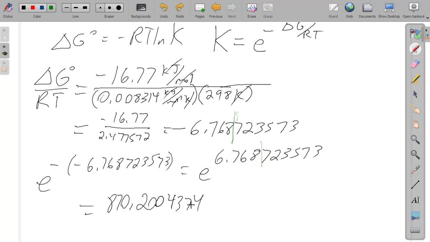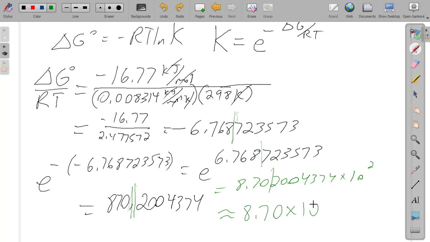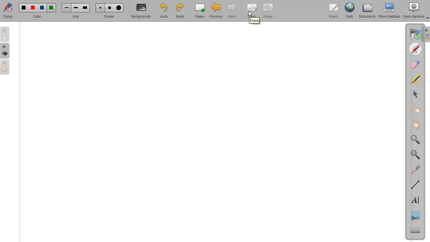So when we solve this, now we can't just say 870, because if you cut it there, that 0 is not significant. So what you're going to have to do is put it in scientific notation. So that's going to be 8.702004374 times 10 to the 2. And now you can cut it there, and that 2 doesn't affect the 0. So your final answer is 8.70 times 10 to the 2. And that's your final answer. All right. So cancel that out. Go back to the outline.